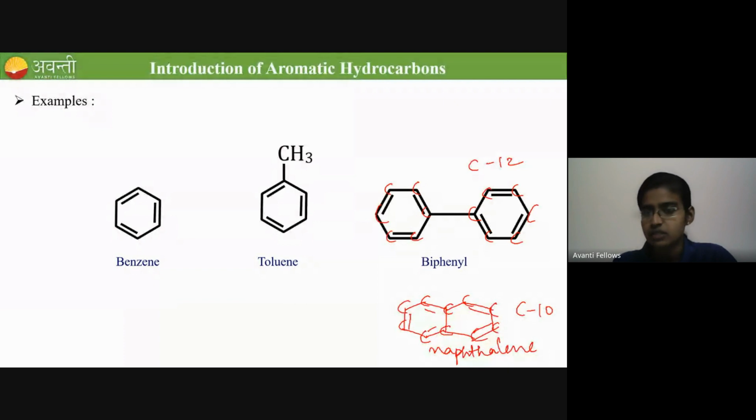Both are aromatic. So two six-membered rings we are having there. Two separate six-membered rings we are having, and here the two six-membered rings are fused together. Got it? So I hope this is clear to all of you. So this is about the introduction of aromatic hydrocarbon. Now let us move on to the structure of benzene.